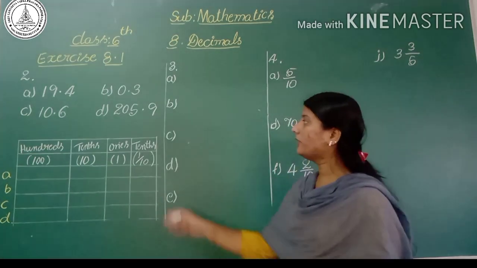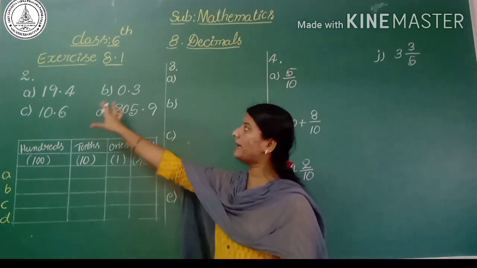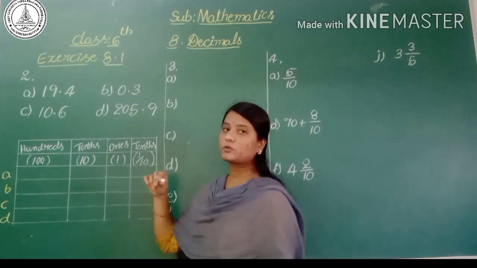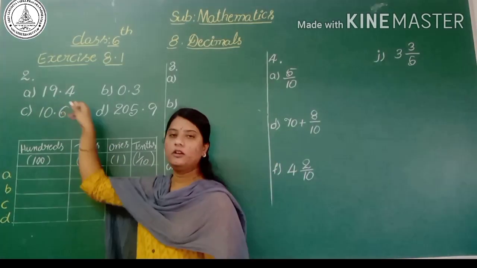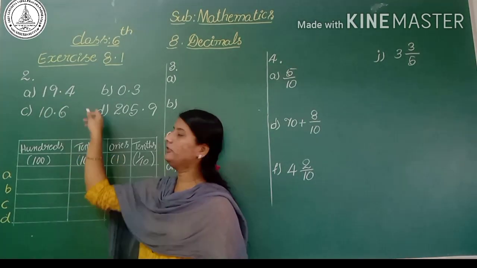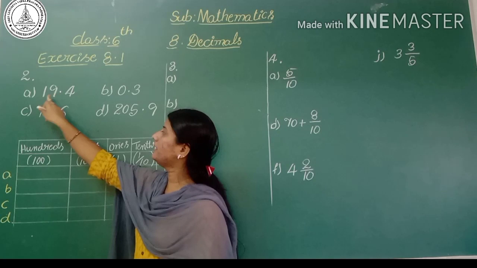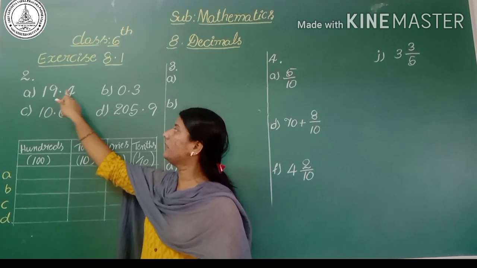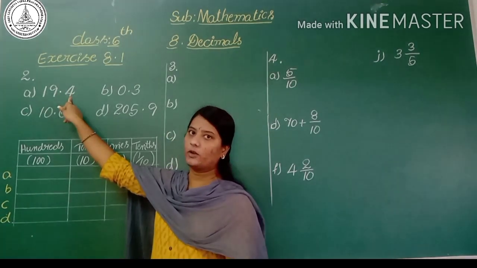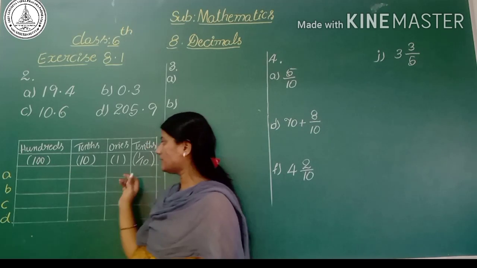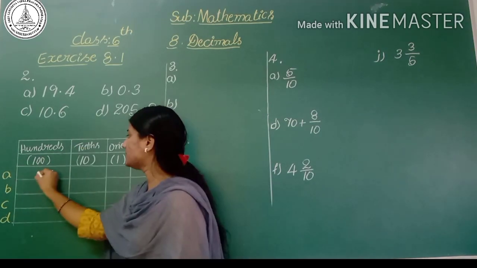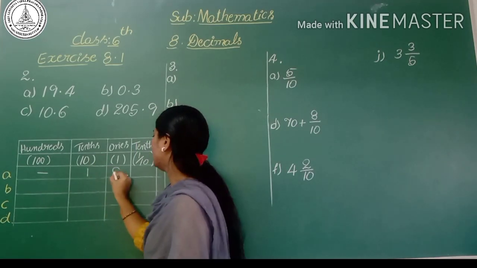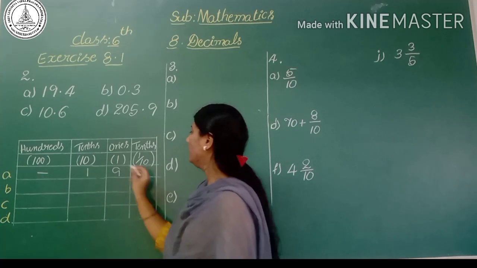Here they are given 4 decimal numbers, so we have to place these numbers in the place value table. The first number is 19.4. In the 19, 1 is in the tens place, 9 is in the ones place, then the decimal point, and 4 is in the tenths place. Fill the number in the place value table. In the hundreds place there is no number, keep a dash, and in the tens place there is 1, in the ones place 9, and in the tenths place 4.